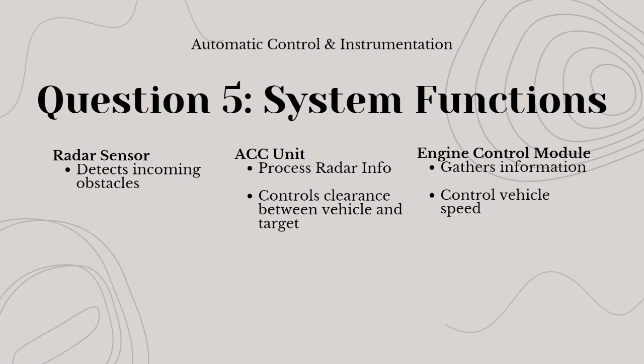Next, we have the engine control module. What it mainly does is it gathers information from the radar sensors and the ACC unit, which will then be used by it to control the vehicle speed by controlling the engine throttle.